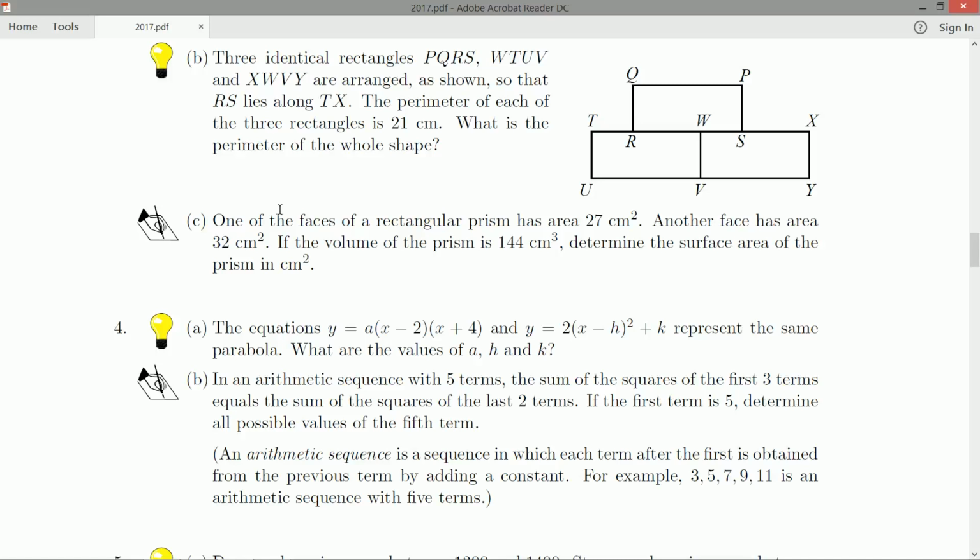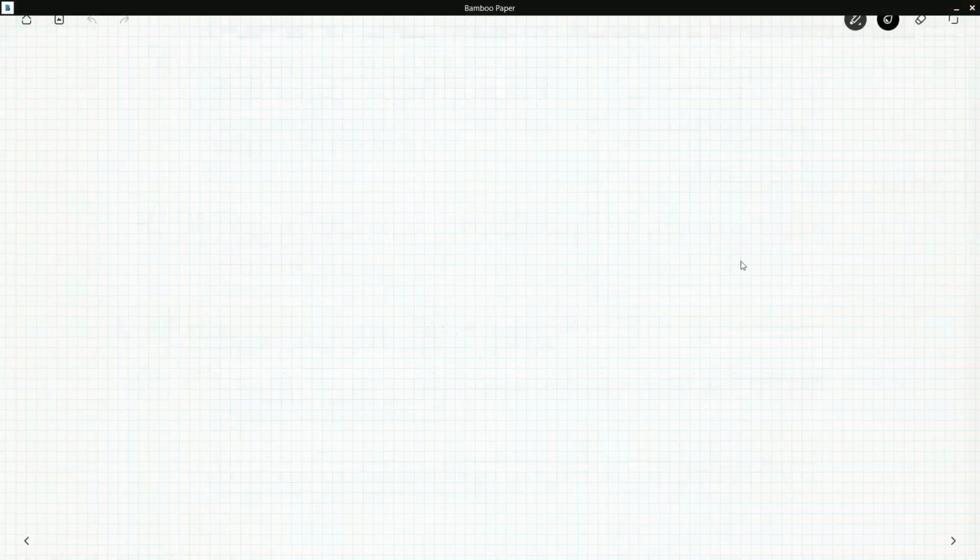All right, now the written one, the one we actually have to be careful when we write things up for it. One of the faces of a rectangular prism has area 27 centimeters squared. Another face has area 32 centimeters squared. If the volume of the prism is 144 centimeters cubed, determine the surface area of the prism in centimeters. Okay. So, a rectangular prism, they all sort of look alike.